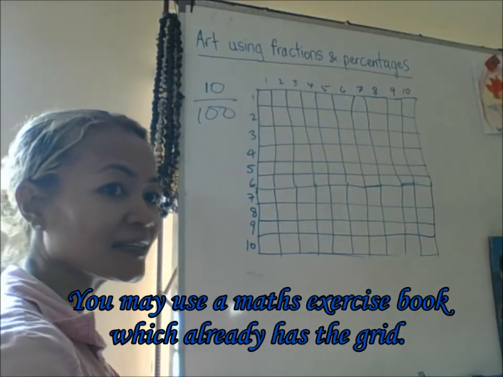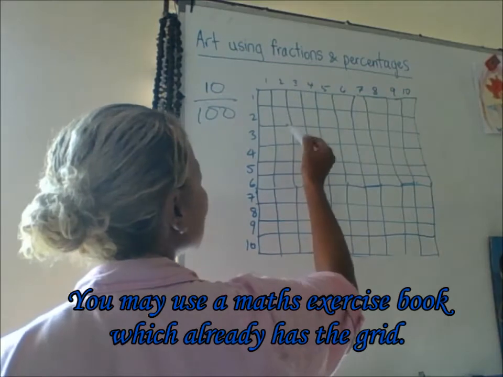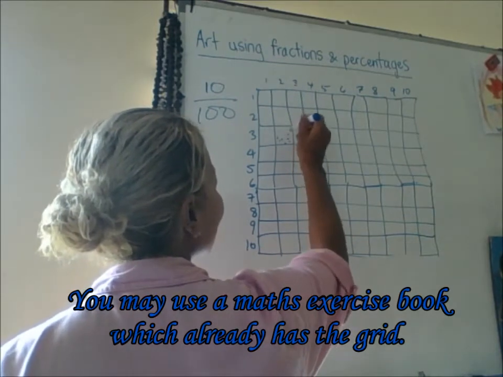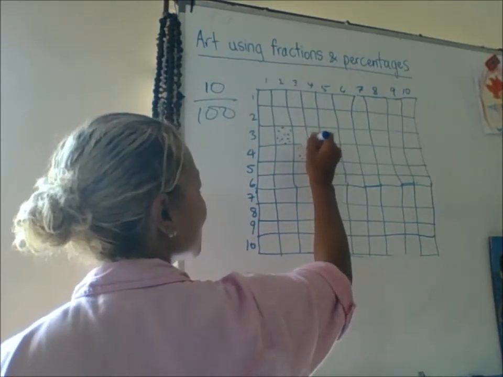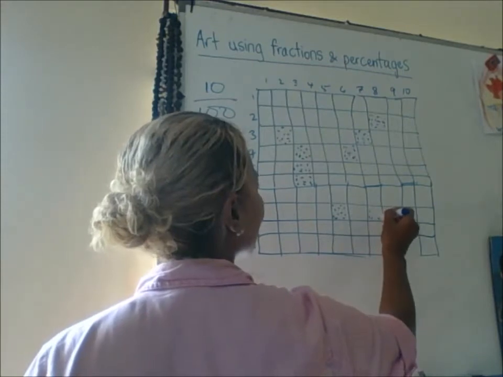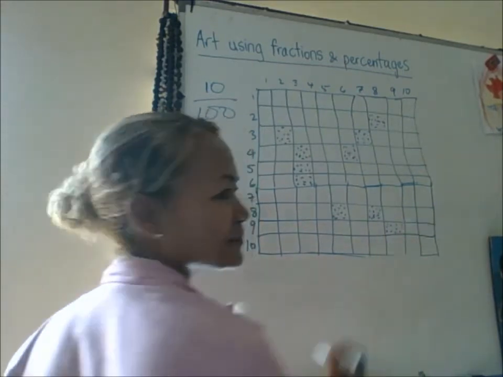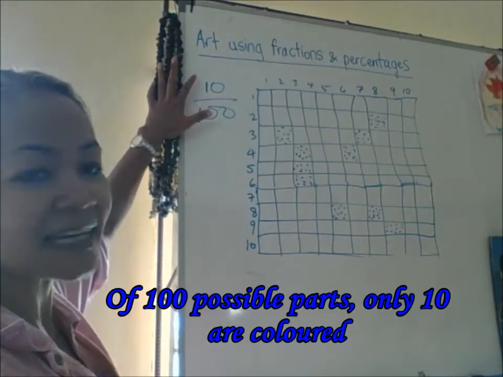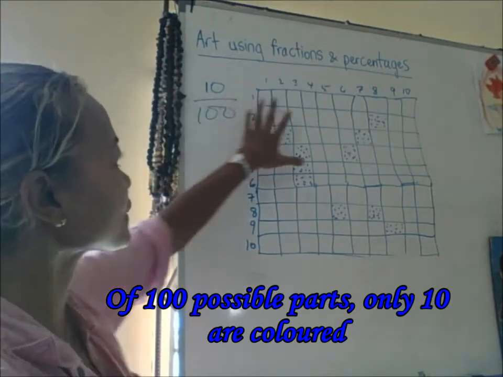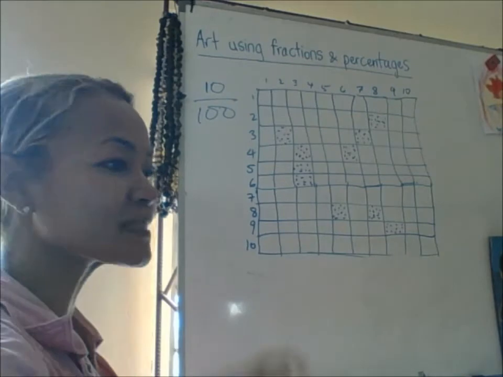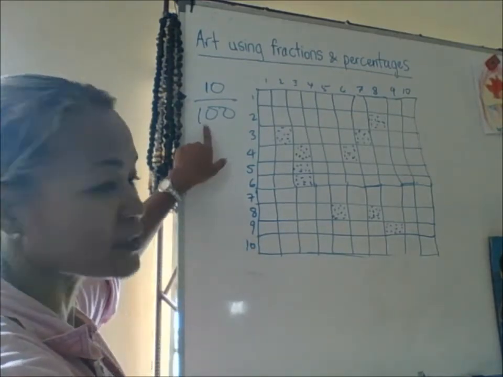10 out of 100, then I would only choose 10. 1, 2, 9, 10. So I have only colored 10 out of the possible 100 squares, 10 out of 100.